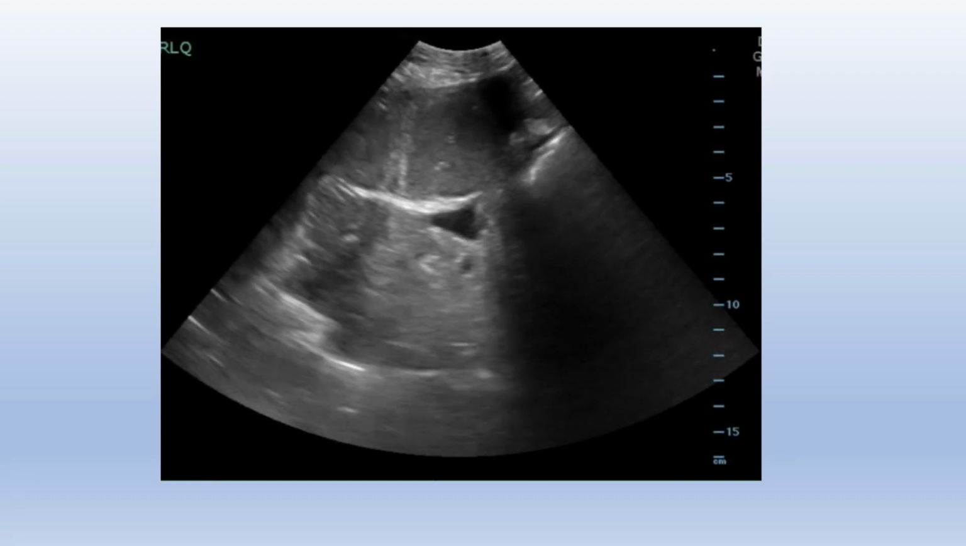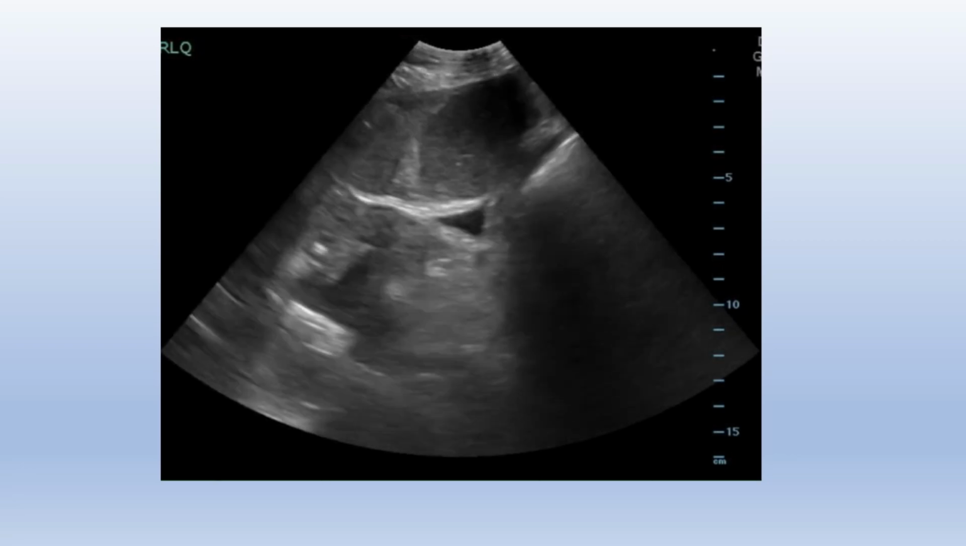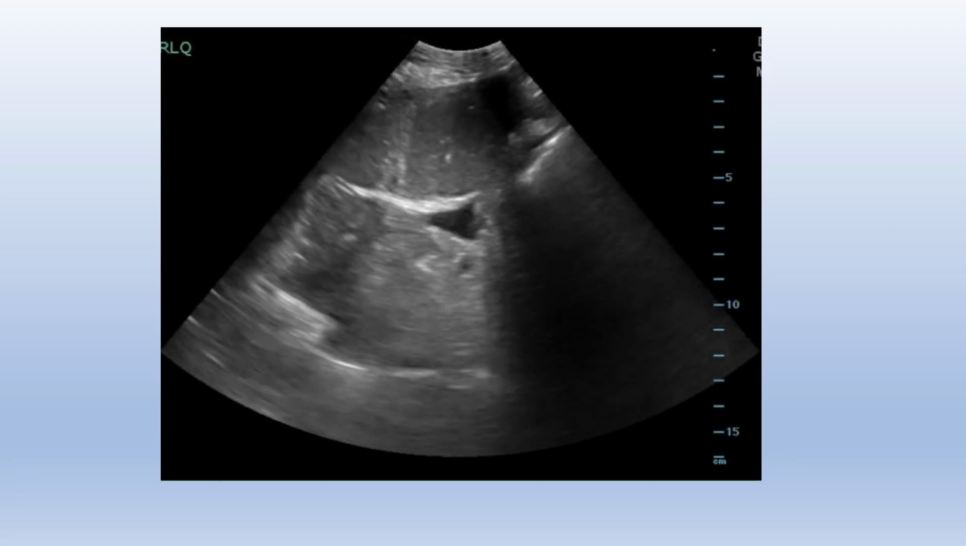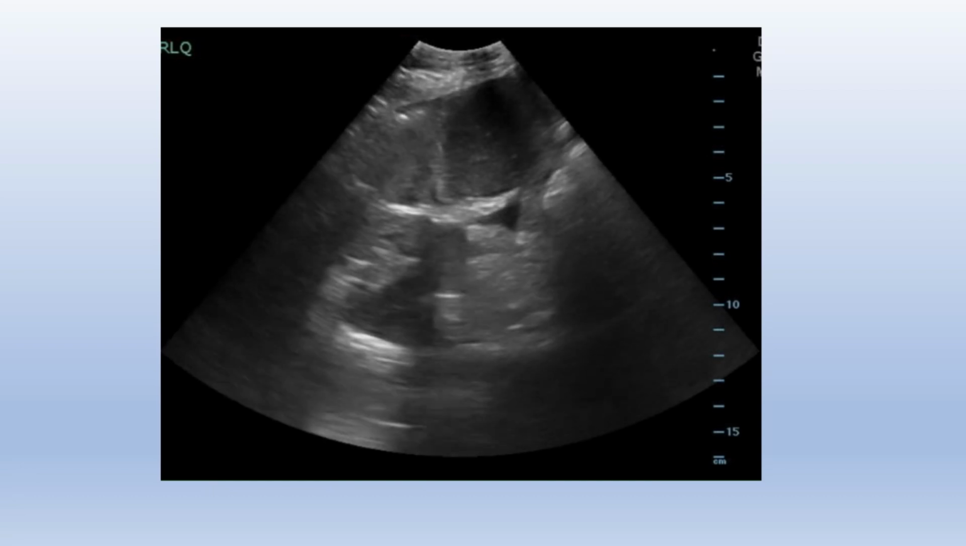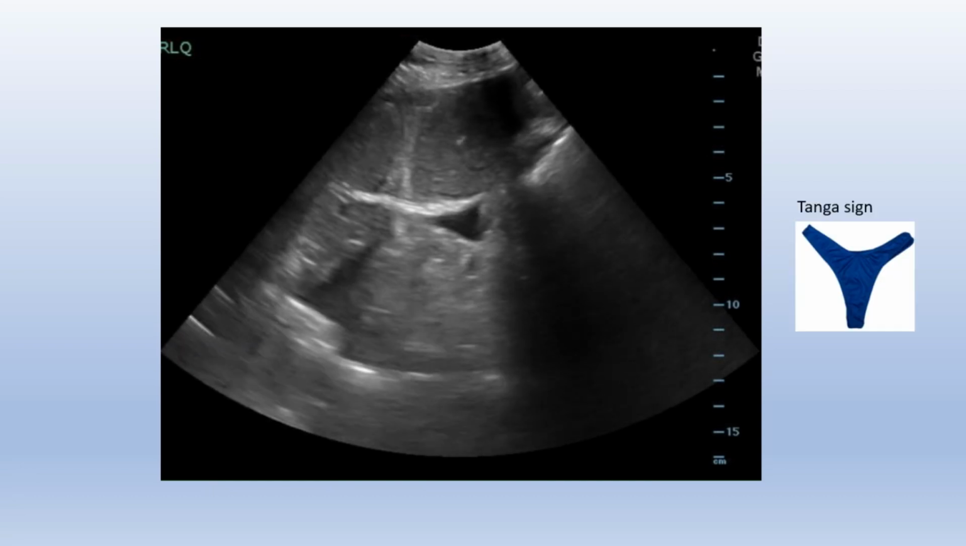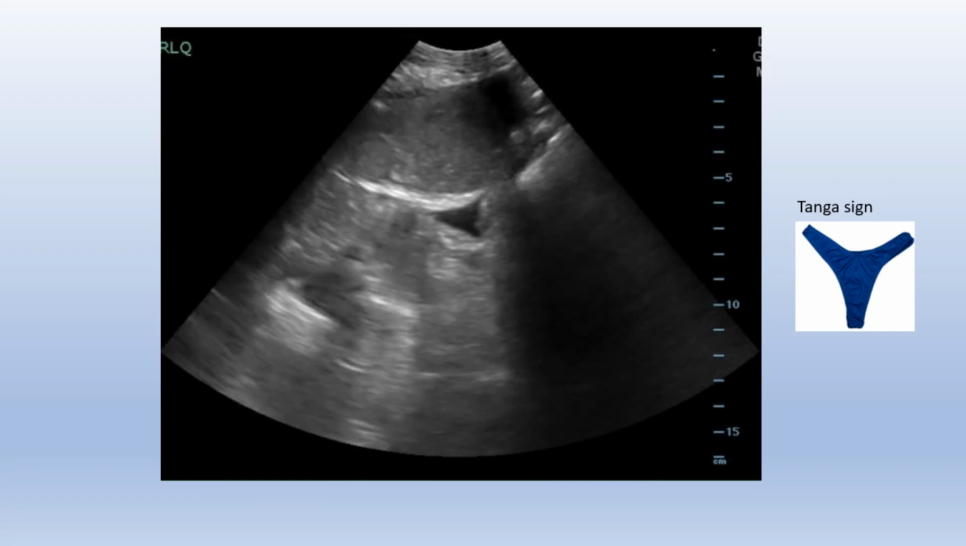And you see here some dilated loops of bowel. Although it's in short axis, you see some peristalsis, looks fairly active. And then you're starting to see a little free fluid here. And this is actually a special sign. It's known as the Tanga sign, which is a type of Brazilian bikini because it has that appearance between the loops of bowel. So now we're starting to wonder, is this low grade or high grade with a little bit of fluid?